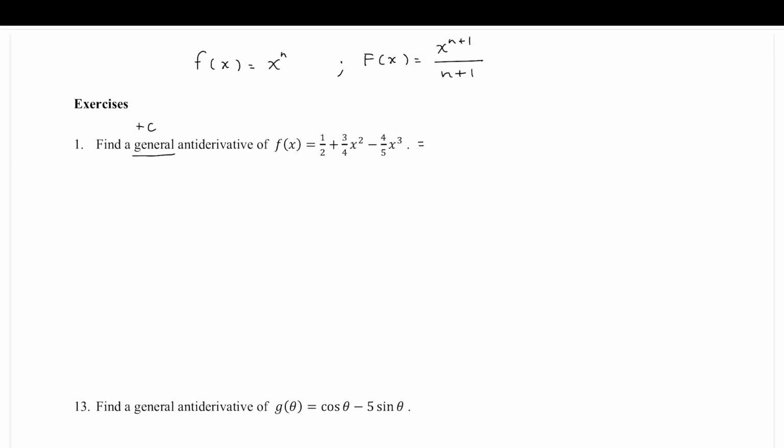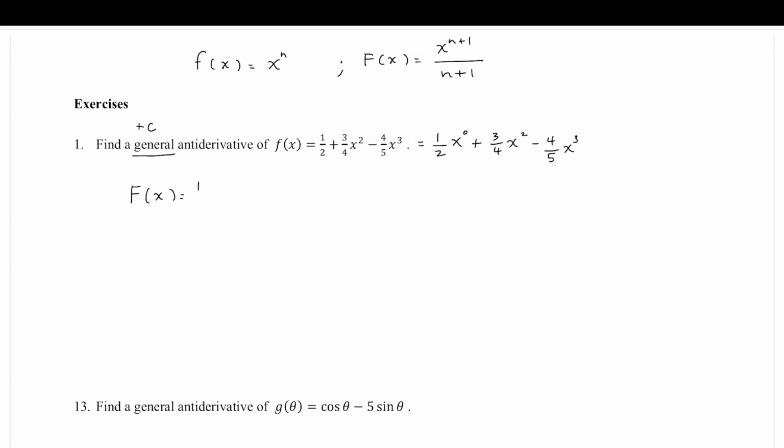And so this little f in exercise 1 is a sum of power functions. It's a polynomial, and we might rewrite the first term, instead of just plain 1/2, as 1/2 x to the 0, just so we can see where that's coming from, and that'll make it easier to use the antiderivative rule that I just wrote up above.